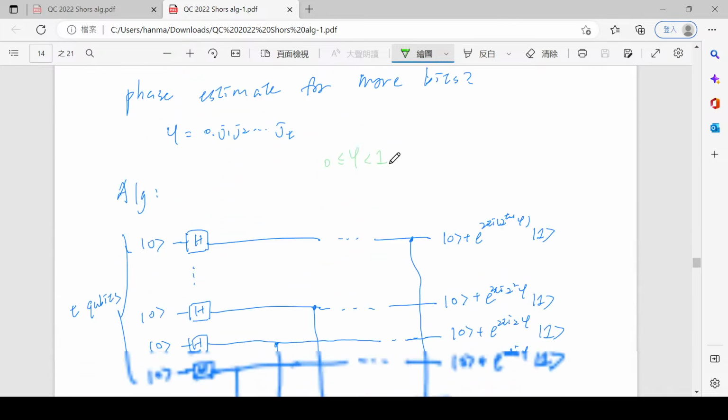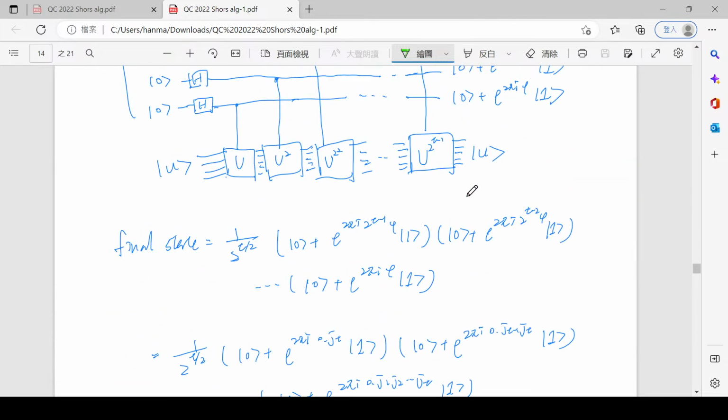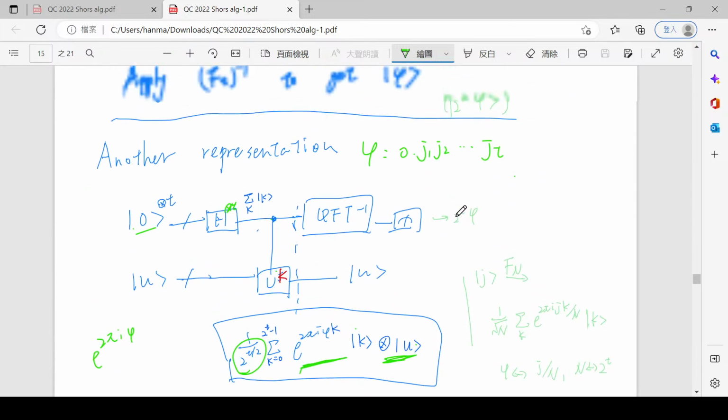Yeah. And then we skip a little bit. So we see that the above circuit can be generalized to the situation where your phi has t bits. So it's 0.J1, J2 to Jt.